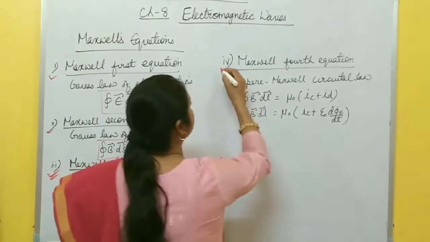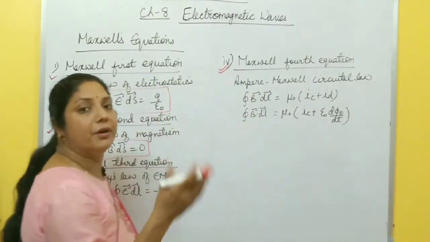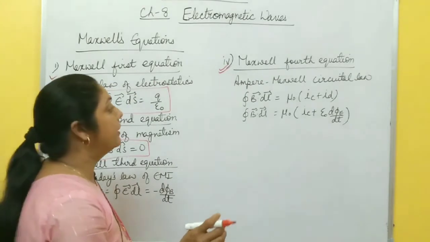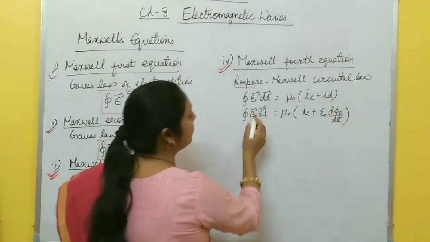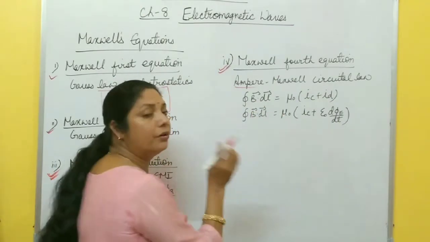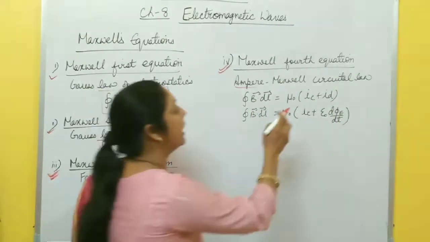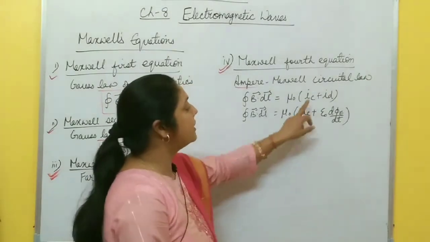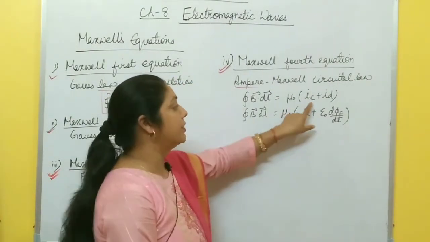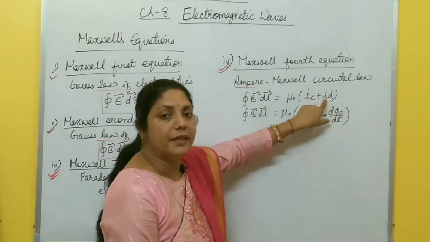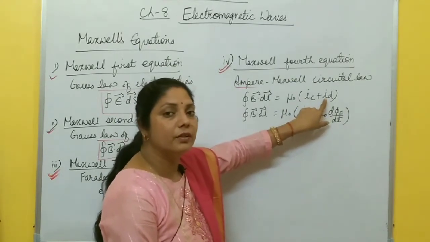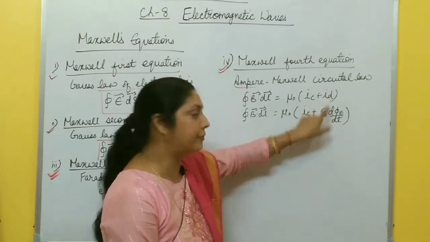Now after that, Maxwell's fourth equation. Maxwell modified Ampere's Circuital Law and finally came to the conclusion that this is about the Ampere-Maxwell Circuital Law. B dot dl equal to not only mu naught I but mu naught (IC plus ID). IC is what? Conduction current, which is produced due to flow of charge. ID is what? Displacement current, which is produced due to change in electric field, right?